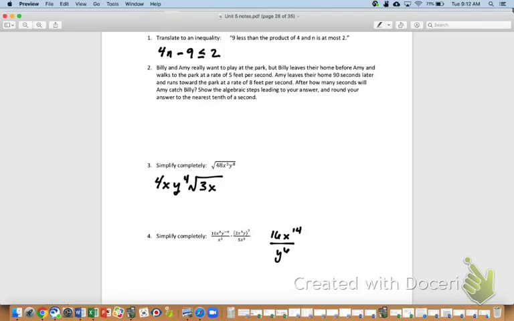Let's check these and we can go over number 2 together. We'll reveal the answer as we kind of go. So check out numbers 1, 3, and 4.